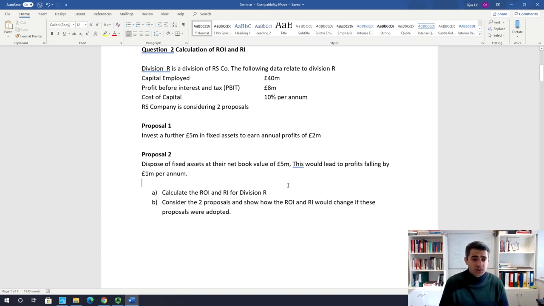So when you consider proposal 2, guys, please ignore proposal 1 right now. They are separate. The capital employed right now would be 35 million, and this would lead to profit falling by 1 million. So now the profit would be, instead of 8, 7 million. Okay, based on this, again, we need to calculate the ROI and RI.